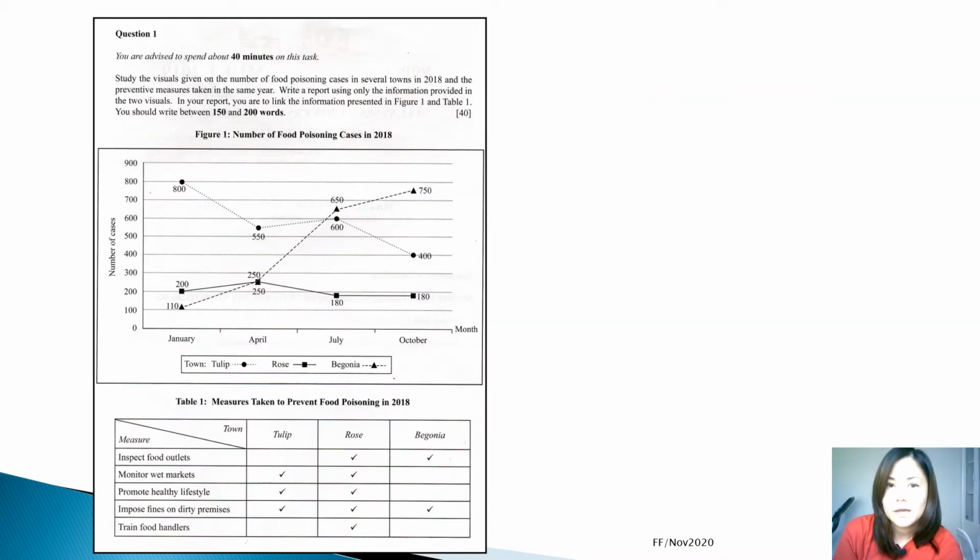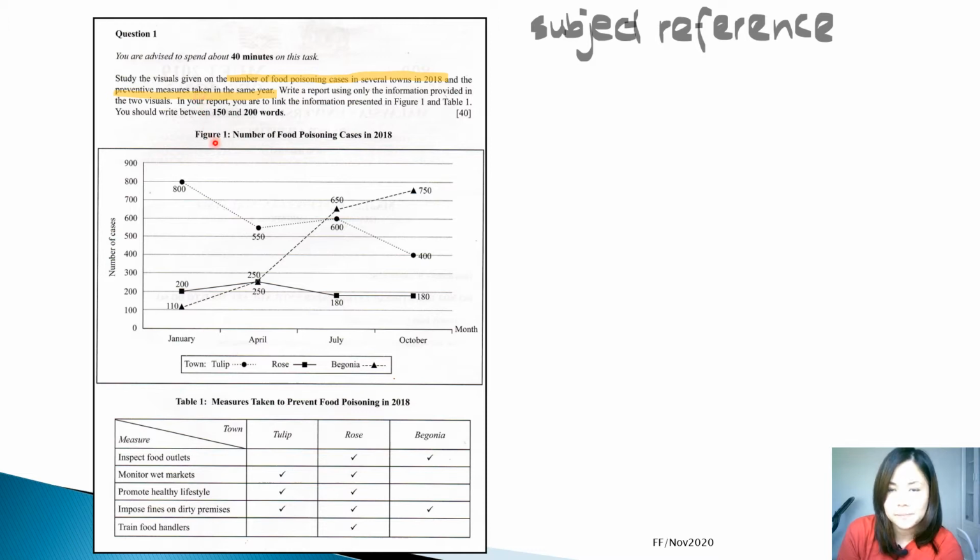In this question, candidates are to also focus on what we call subject reference, because when you make mistakes on the subject reference, chances are your analysis and synthesis will not be accepted. Okay, what is subject reference? You can actually refer to the rubrics of the question to get the subject reference. So in this case, number of food poisoning cases in several towns in 2018, the subject reference is referring to the number of food poisoning cases and preventative measures taken.